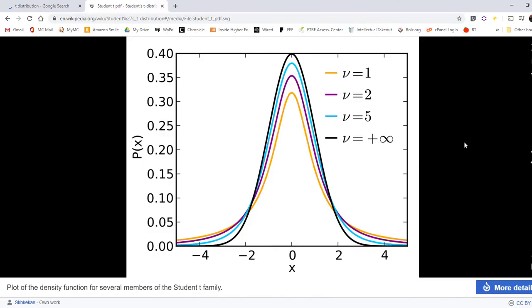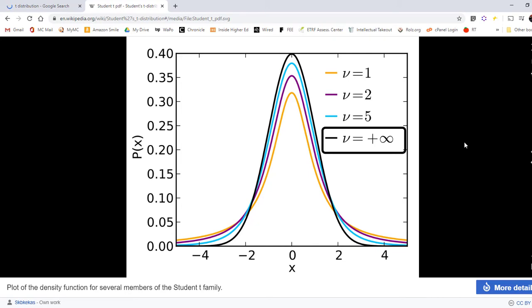So here is a plot of the t-distribution. This is a family of distributions. We're using b rather than df, but the basic idea is the same. This yellow line right here represents 1 degree of freedom, right? There's a sample size of 2, it's 1 degree of freedom. Note that it's pretty flat. This black line right here represents our standard normal distribution.